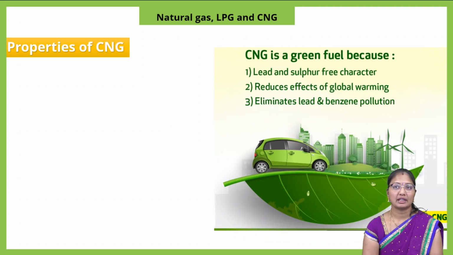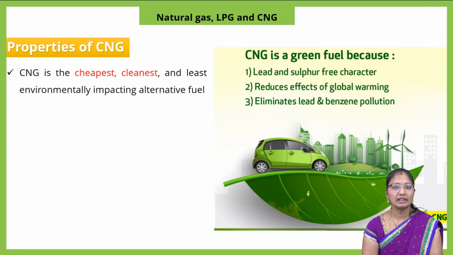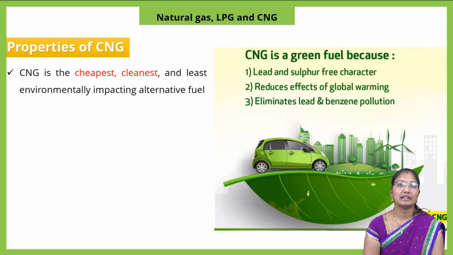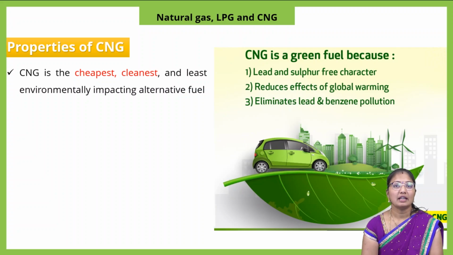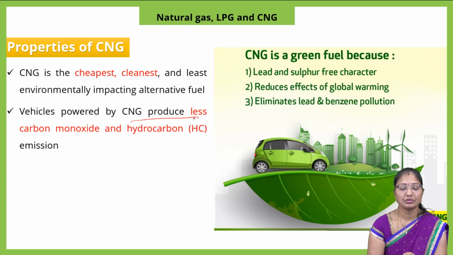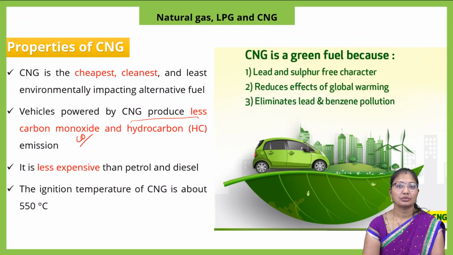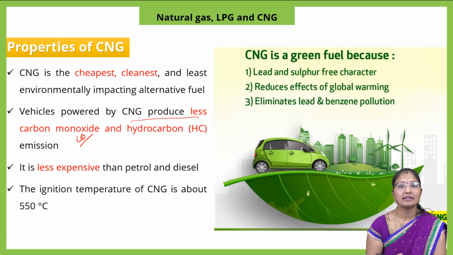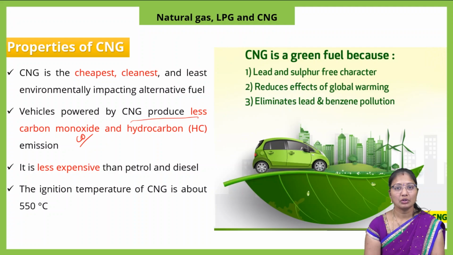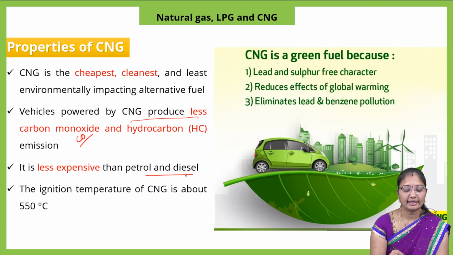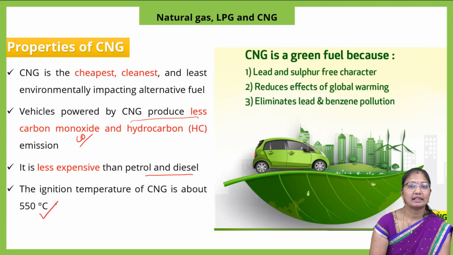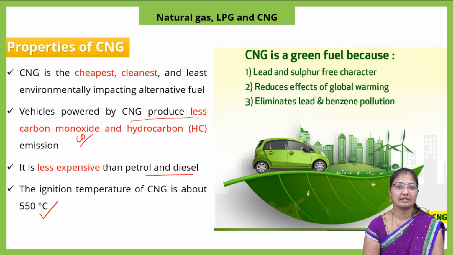So what are the properties of CNG gas? CNG is one of the eco-friendly, cleanest, cheapest and least environmentally impacting alternative fuels. Vehicles powered by CNG produce less carbon monoxide and hydrocarbon emissions. Carbon monoxide is one of the causes of depleting the ozone layer. So it won't produce CO and hydrocarbons, and it won't cause environmental pollution. It is the most eco-friendly alternative fuel to reduce air pollution. It is less expensive compared to the cost of petrol and diesel. The ignition temperature of CNG is about 550 degrees centigrade. At 550 degrees centigrade, it starts igniting.